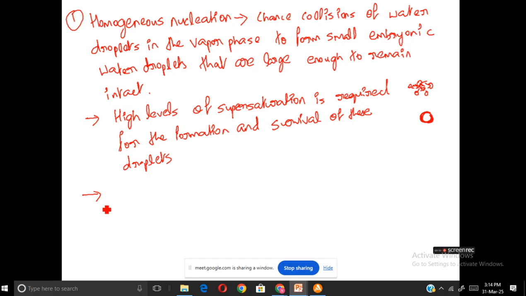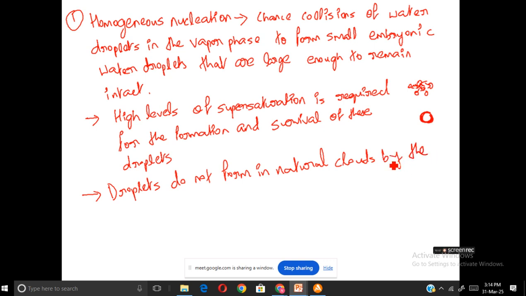So in natural clouds, the droplets do not form by homogeneous nucleation because of this condition, because they need very high levels of supersaturation. Because of that, in natural clouds, generally the droplets do not form by what is known as homogeneous nucleation.